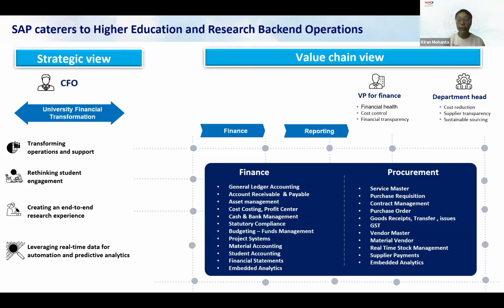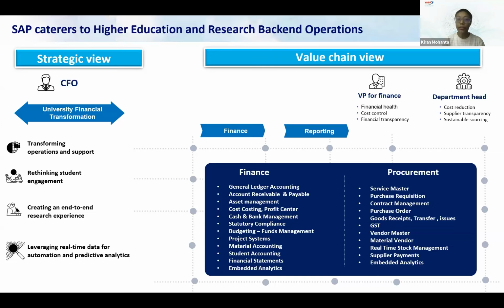right from general ledger accounting, accounts receivable and payable, asset management, cost accounting, all profit centers, GL-based balances, statutory compliances, project systems, and student accounting, as I said, about how I can pay my installments and how the discounts are coming in, and so on. And then how I can fund the research and other activities through the project systems. On the right-hand side, for procurement management, we have the entire PR to PO cycle handled over here, right from vendor master data, purchase requisition, contract management, purchase order, material orders, supply payments, supplier relationship management, embedded analytics, and so on.